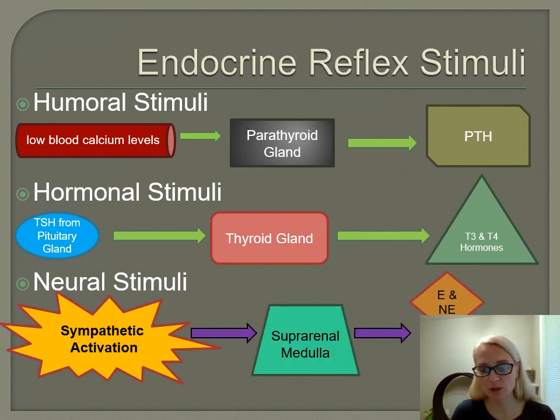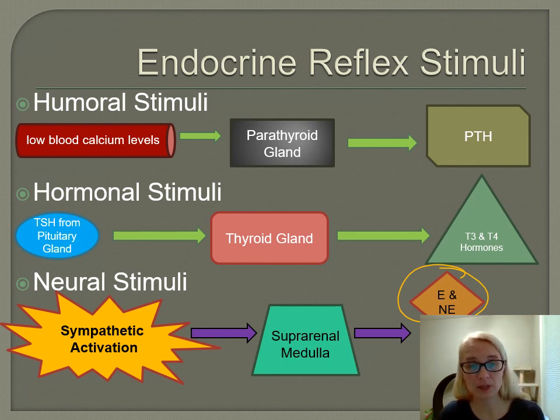Okay. The next one is neural. And I had to change my little shape so my head didn't completely cover it. We are familiar with neural stimuli. We just spent a ton of chapters talking about neurons and how they fire and how they signal. So I use the example of sympathetic activation for neural stimuli. In this case, the hormones that are coming from the suprarenal medulla are epinephrine and norepinephrine, right? Remember, those were hormones that got released into the bloodstream. They didn't come from a synapse.